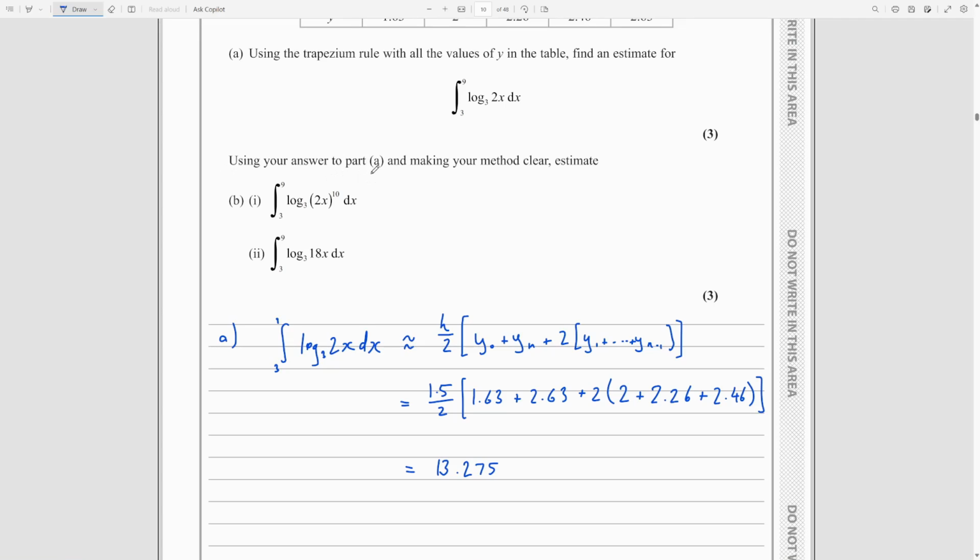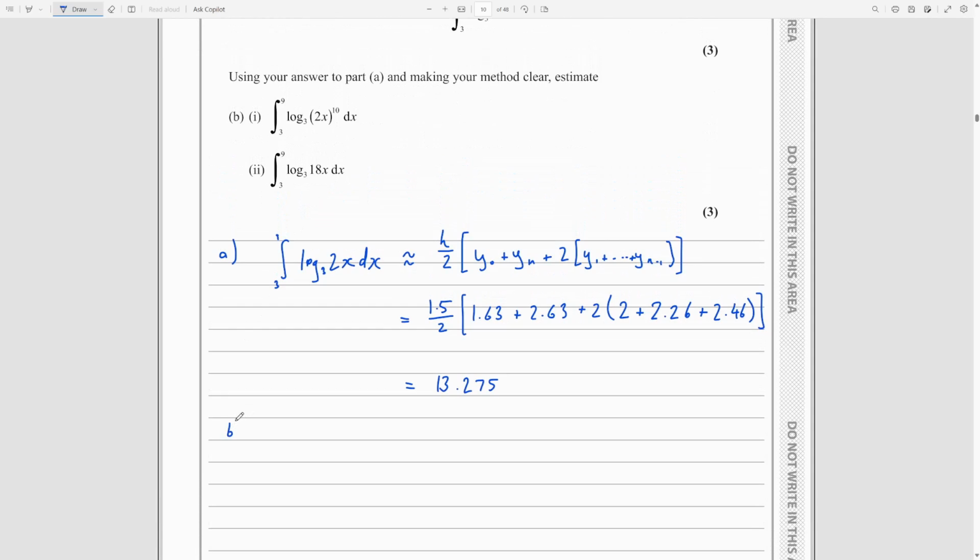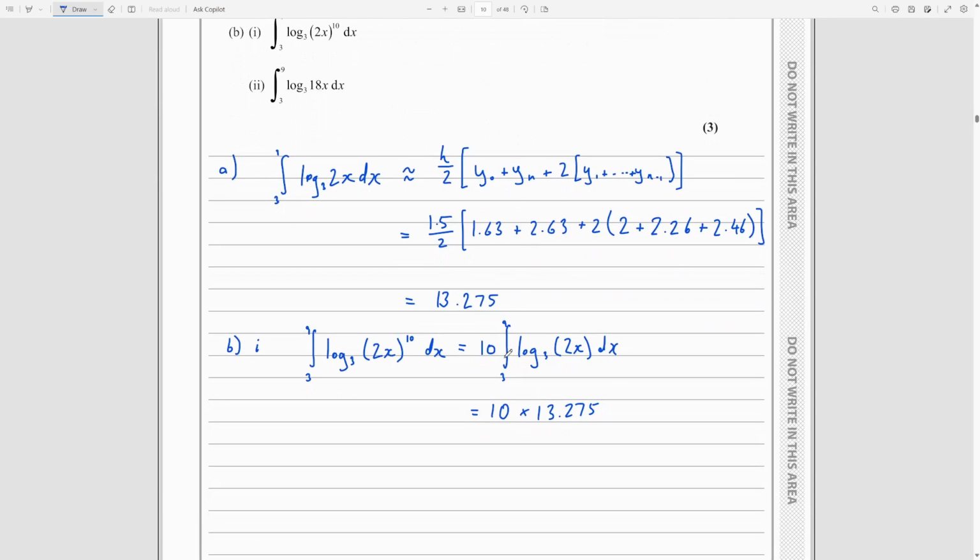Okay, using your answer to part A and making your methods clear, estimate these. So you're going to need to think about what is the connection between this and these. So for part B1, we can use the log rule, that log base 3 of 2x to the power of 10, we can bring that 10 down to the front. In fact, we can then move it outside the integral, so it's just 10 times the integral from 3 to 9 of log base 3 of 2x. And we've just evaluated that, so it's 10 times 13.275. So that's easy enough. That's just 132.75.